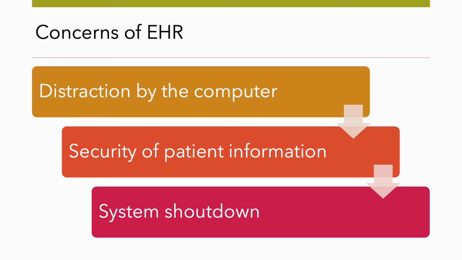And then also another concern of electronic healthcare records is system shutdown or loss of power. If the system shuts down or there is a loss of power, you would have to revert back to paper charting, and then once the system is back up and running, all that paper charting would then have to be put back into the patient's chart.